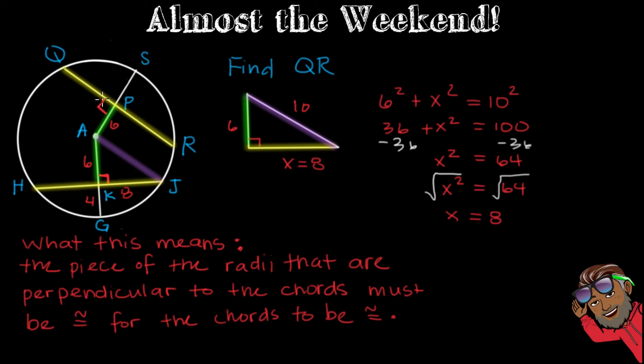But remember, these two chords are congruent to each other. So they're all going to be 8 for their pieces. Now this is going to lead me to my final answer. Since I know that the piece from Q to P is 8 and P to R is 8, I can now conclude that Q to R is 16. And this is our answer. QR is equal to 16.